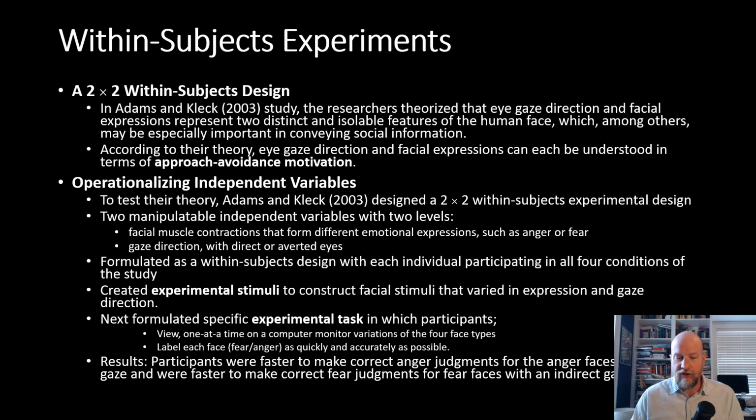So they have to operationalize those two independent variables, human facial emotion expression and then the direction of eye gaze. So they designed a 2x2 within subjects experimental design. Every participant experiences all possible conditions of the independent variables. This facial muscle contraction is the idea that comes from the Ekman research that says we can simulate an easily identifiable, socially communicable example of a human emotion by those specific operational ways of arranging our face.